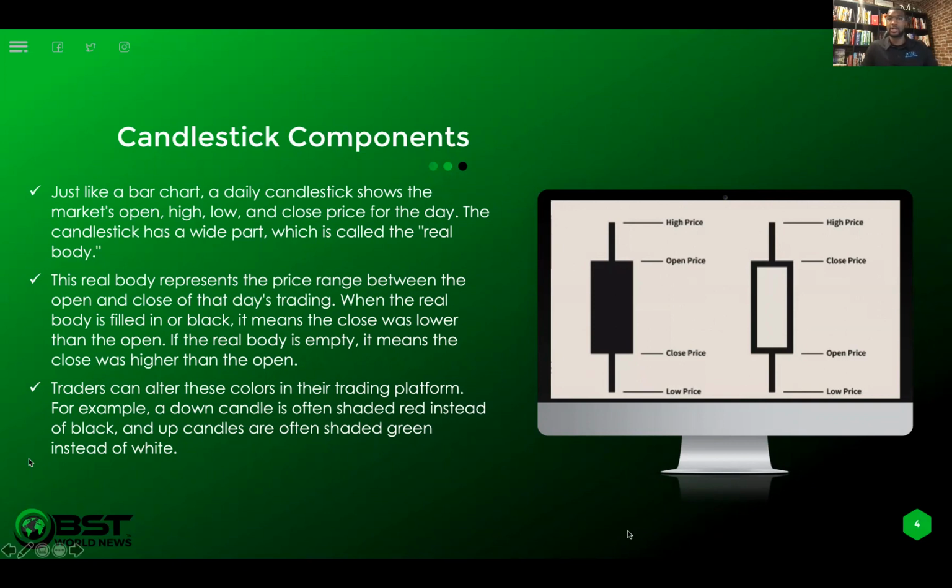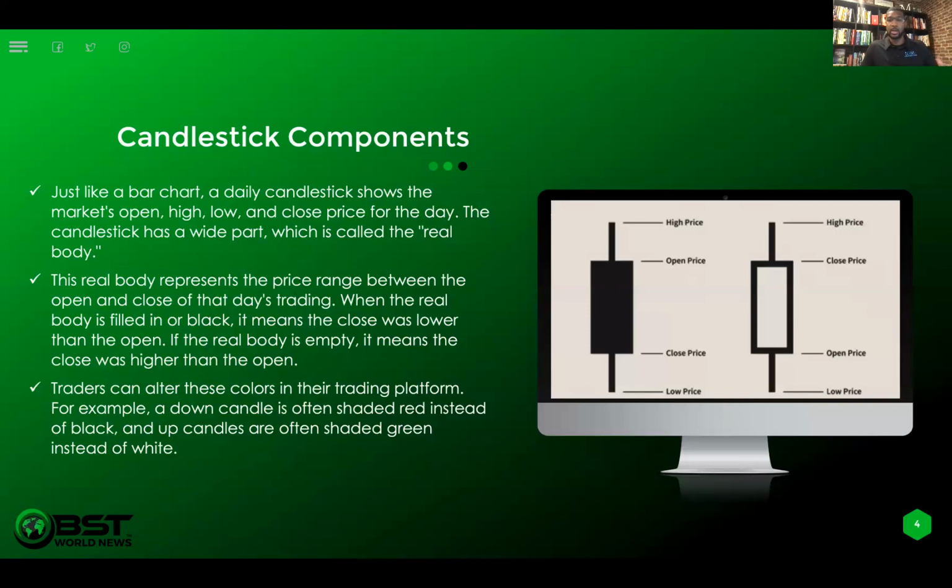You need to understand the terms bullish and bearish. In this case, the bearish candle is painted black. Bearish means downward price movement. It means the price is going down.